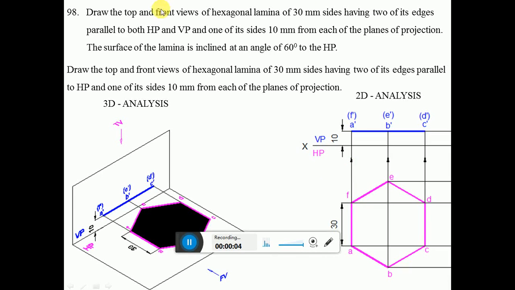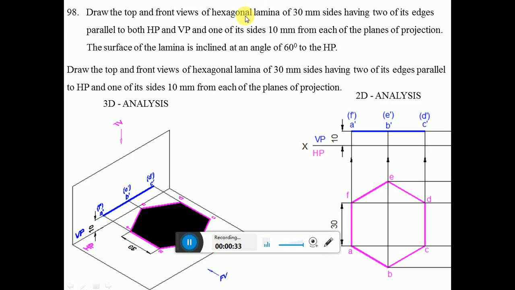Draw the top and front views of a hexagonal lamina of 30 mm sides, having two of its edges parallel to both HP and VP, and one of its sides 10 mm from each of the planes of projection. The surface of the lamina is inclined at an angle of 60 degrees to HP. So this is the problem which is given.